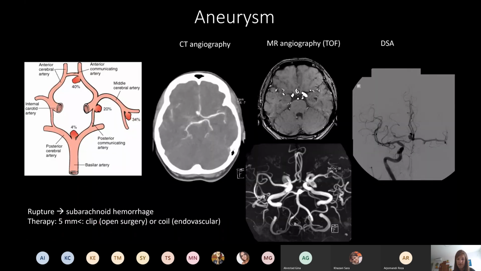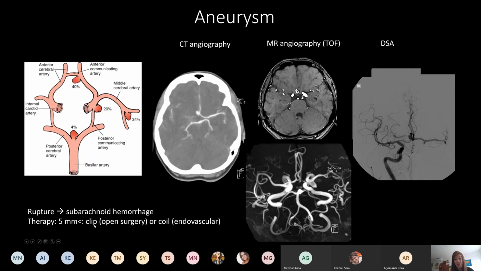Okay, next disease, aneurysms. I talked about this a little bit. Aneurysms in the brain normally occur at the junctions, most commonly the anterior cerebral artery and anterior communicating artery junction. It can happen where the middle cerebral artery branches off, and it's also typical at the basilar tip. It can rupture if it reaches a certain size or has a certain morphology, and it can cause subarachnoid hemorrhage. So that's a problem.